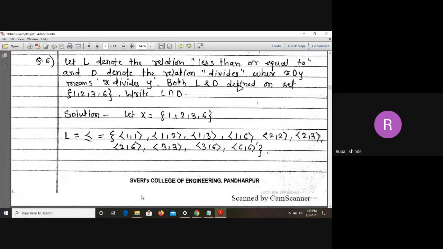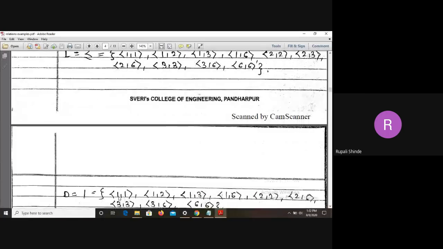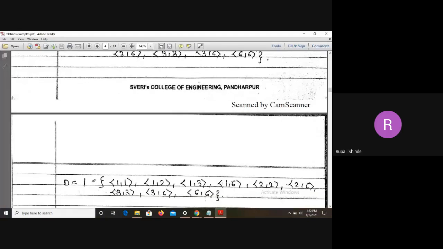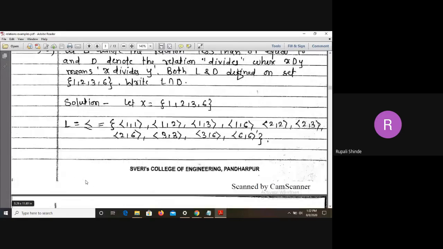Yes. So here we can include order pair 1 comma 1 because 1 divides 1, again 1 comma 2, 1 comma 3, 1 comma 6 because 1 divides all these elements. Now if you consider 2, 2 divides 2, 2 divides 6. Then for 3, 3 divides 3, 3 divides 6. And for 6, 6 divides 6. So all these order pairs will be included in relation D.